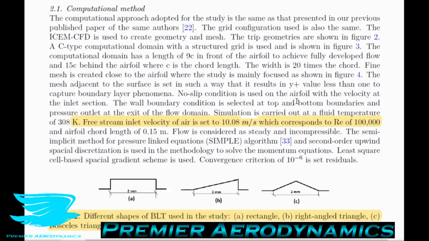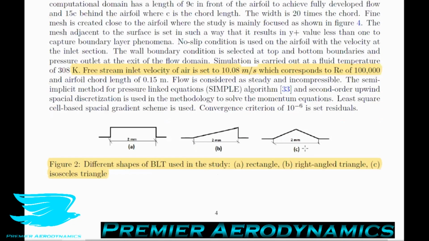So the free stream inlet velocity is set to 10 meters per second, which corresponds to a Reynolds number of 100,000. And as we mentioned earlier, they're looking at three different boundary layer trip shapes. They have a rectangular boundary layer trip, a right angle boundary layer trip, and an isosceles triangle one. So what is the difference between these?